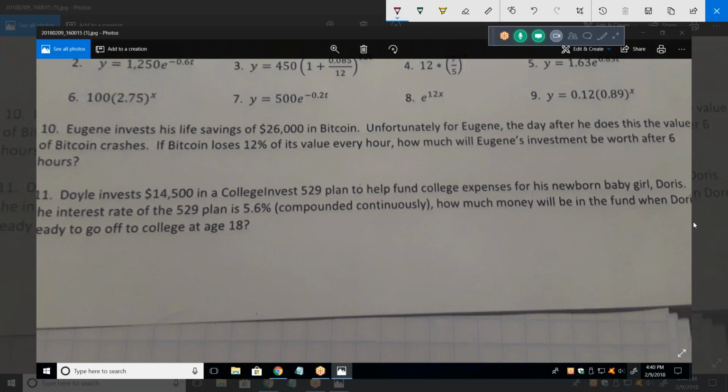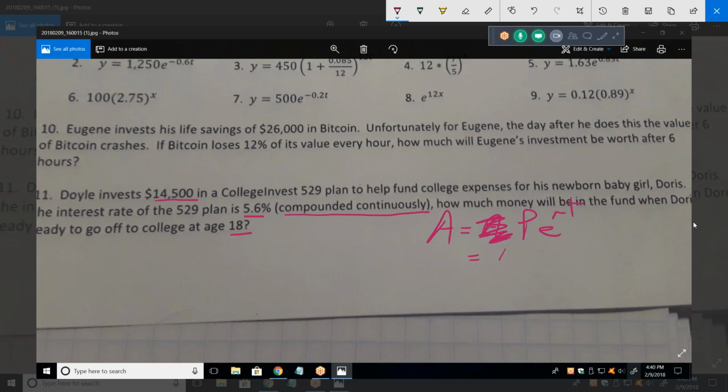All right. So let's look at number 11. This is going to be a good investment because it's called College Invest, for his new baby girl. The interest rate of the plan is 5.6% compounded continuously. So if we're going to underline key stuff here, we're going to underline those things, and the newborn girl. What's the general formula for continuous compounding? A equals P e raised to the rt. Now fill in everything.